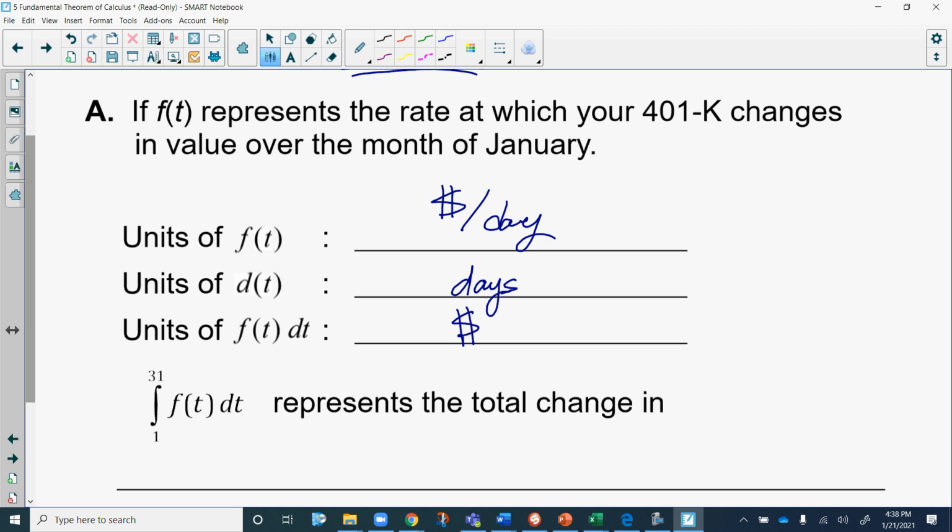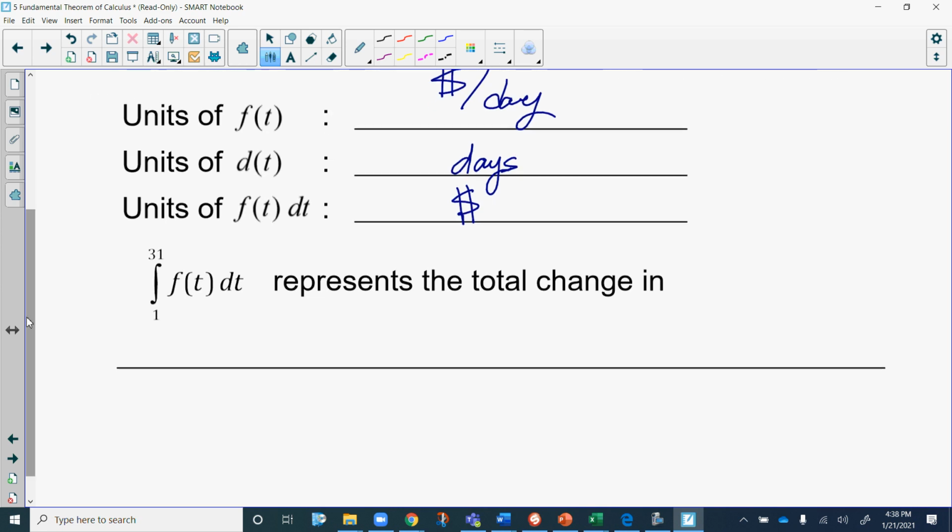So looking at the part down here at the bottom, can you understand what it's telling you in this context? It's just basically translate the statement from a math statement to a verbal statement. So here, the lower bound, and the 31 to the upper bound, those are going to represent the number of days in the month of January, because that's what they told us it would be.